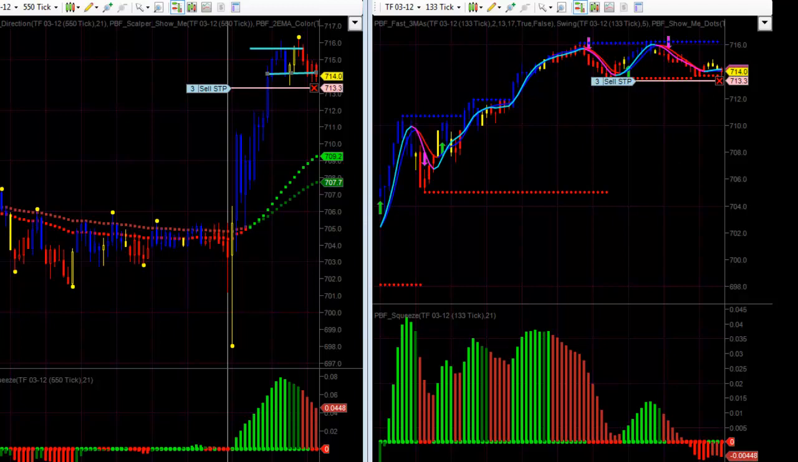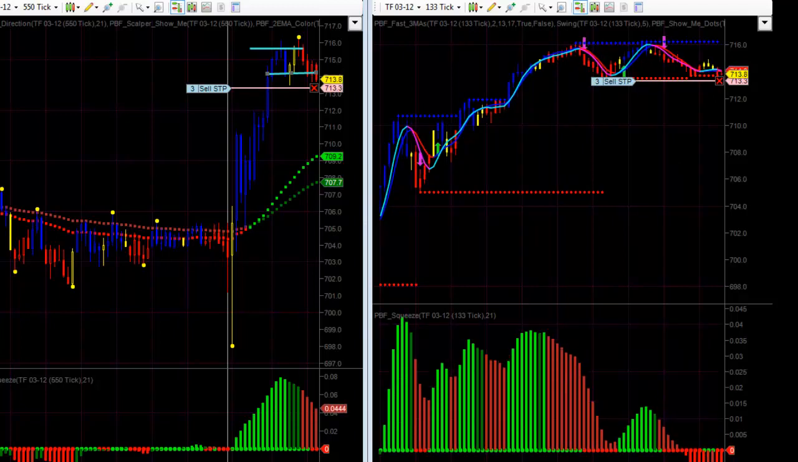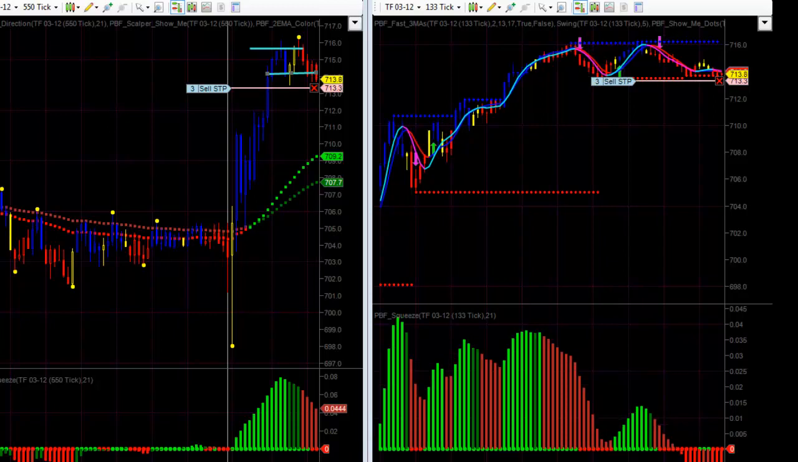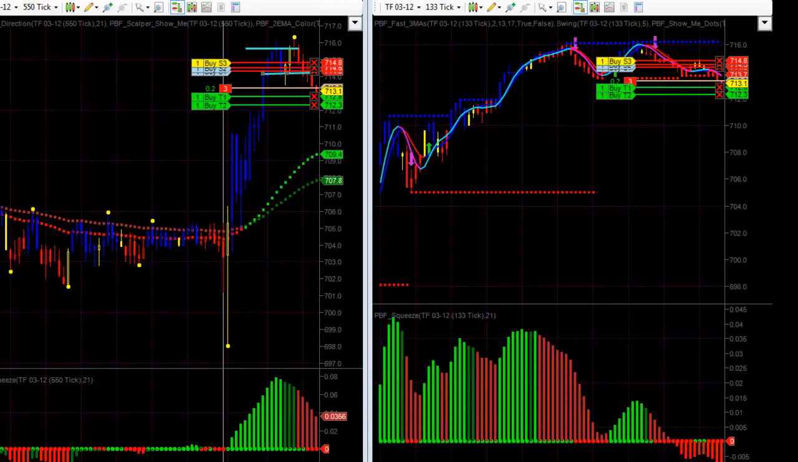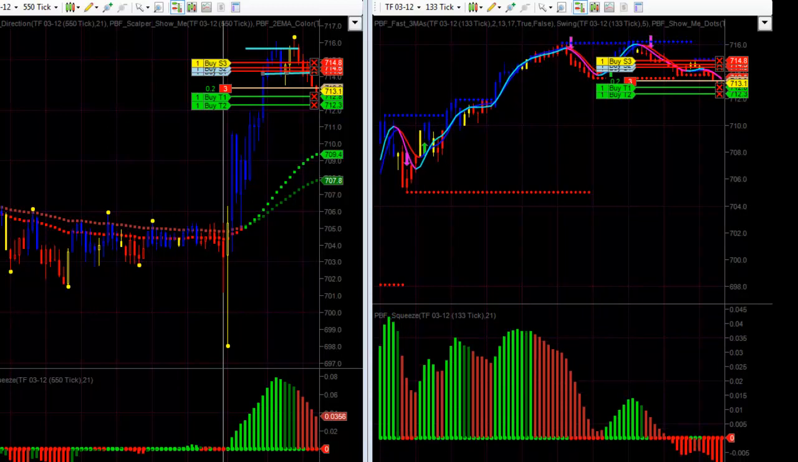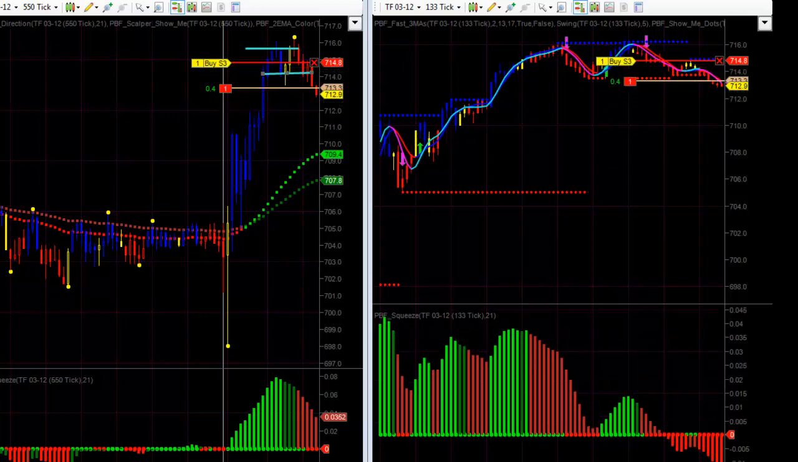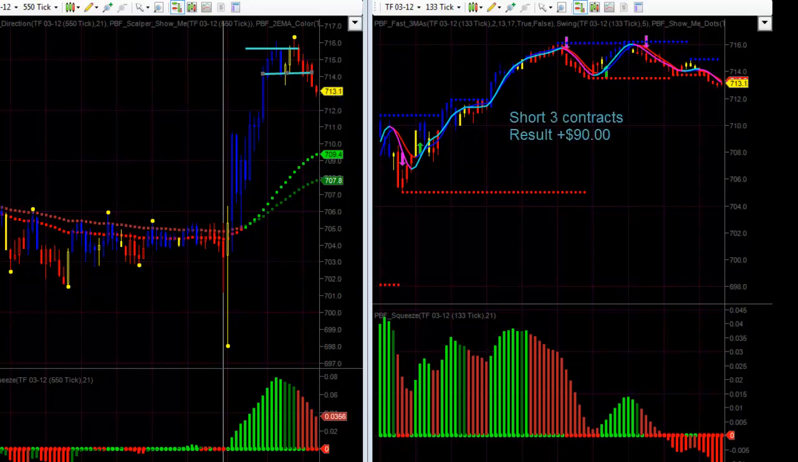It's part of trading. It's just being patient. And once we make up our mind where our entry is, we've got to give it a chance. Okay, we're making lower lows here. We just got filled: 3 contracts short at 713. Okay, we just got 1 contract out. Okay, we're flat. We're out of that trade for $90.